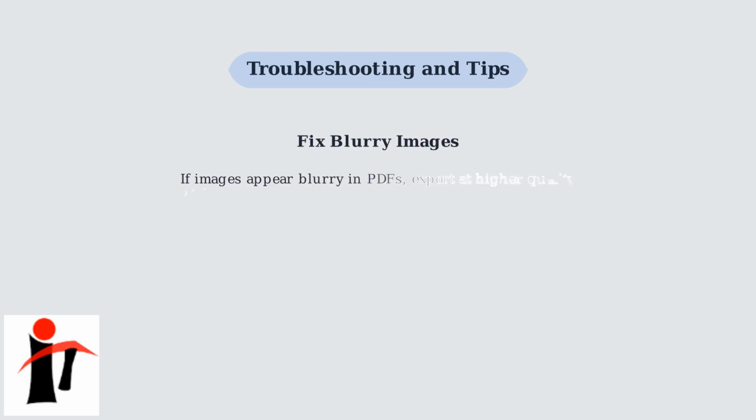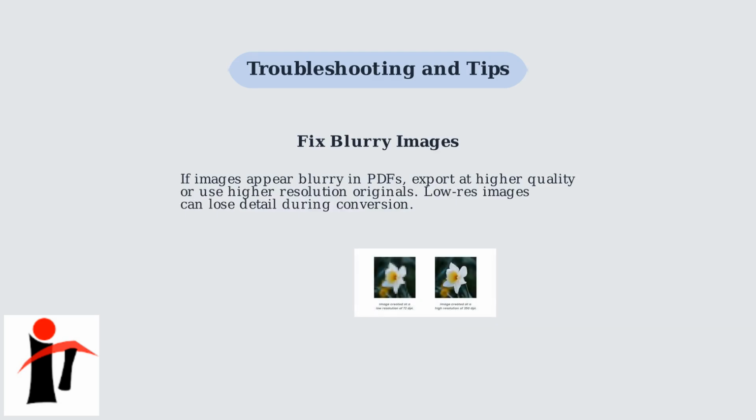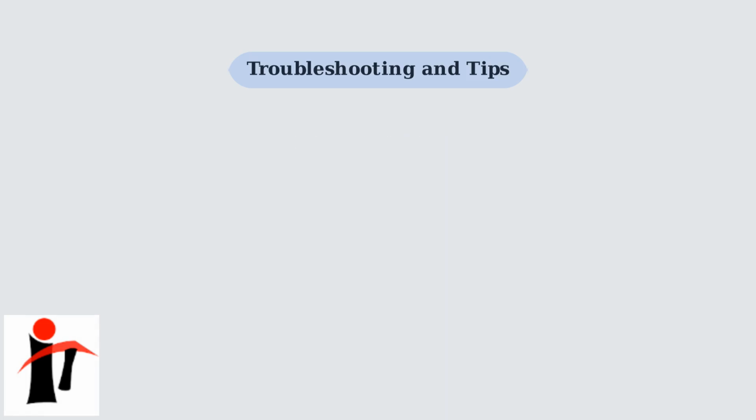If your images look blurry in the PDF output, try exporting at a higher quality setting in Preview or use higher resolution original images. As you can see, low resolution images become pixelated, while high resolution ones maintain clarity.